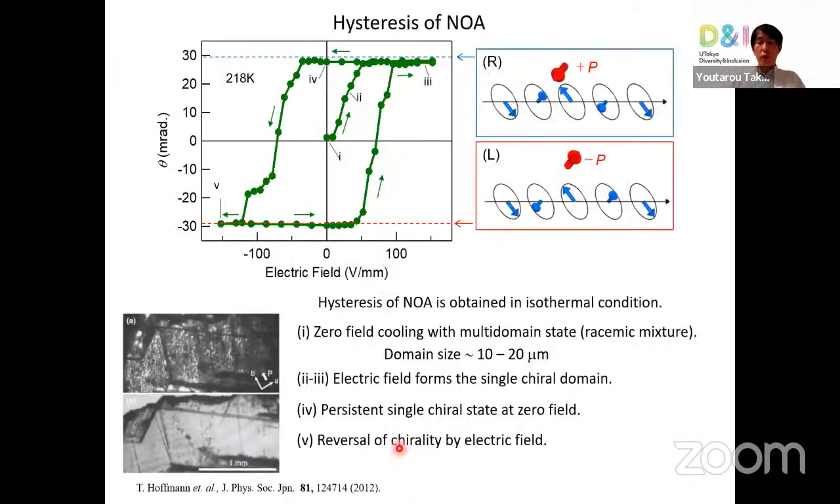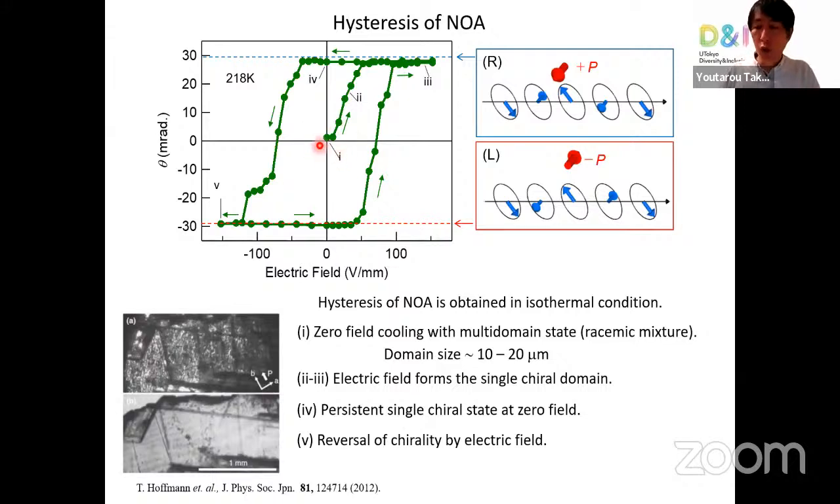Next, we demonstrate the hysteresis of the natural optical activities. We measured the optical rotation of the sample in the electric field, and this hysteresis is observed in isothermal condition. First, we prepare a sample without electric field cooling, so the multi-domain state is formed. In terms of chirality, this is a racemic mixture. The typical domain size is about 10 or 20 micrometers. Because the wavelength of the terahertz is larger than this domain size, the optical response reflects the average of the optical rotation. So because this is a racemic mixture state, the rotation angle is zero.